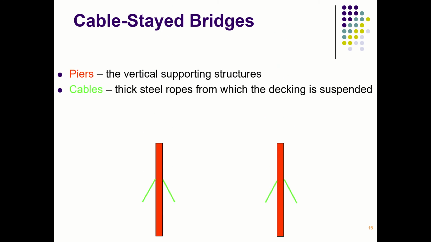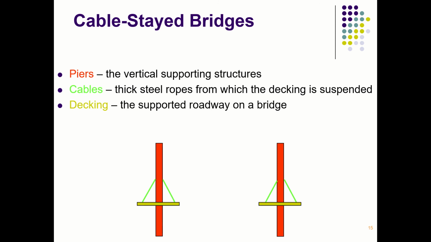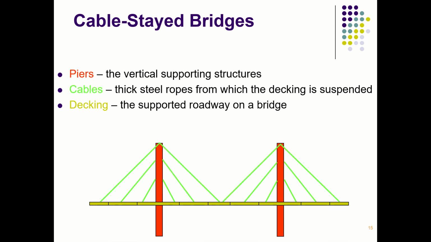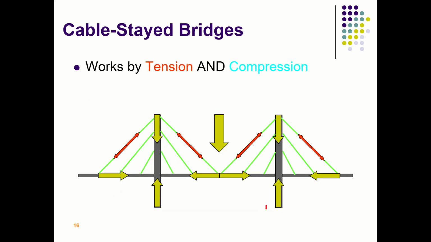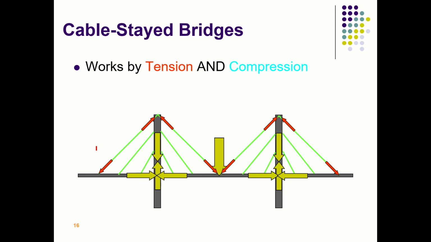Now this is cable stayed bridges. See, this is how you construct cable stayed bridges. The red one are the piers, the green is the cable, and this is deck. Cable stayed bridge works by tension and compression, right? See, in the cables there is a tension, and in the piers there is compression. Also in the deck there is compression and tension, right?